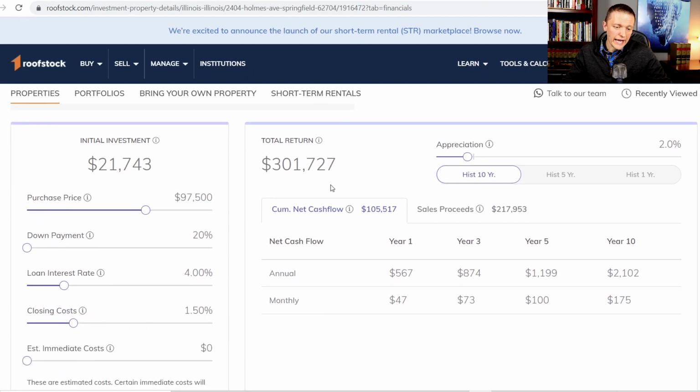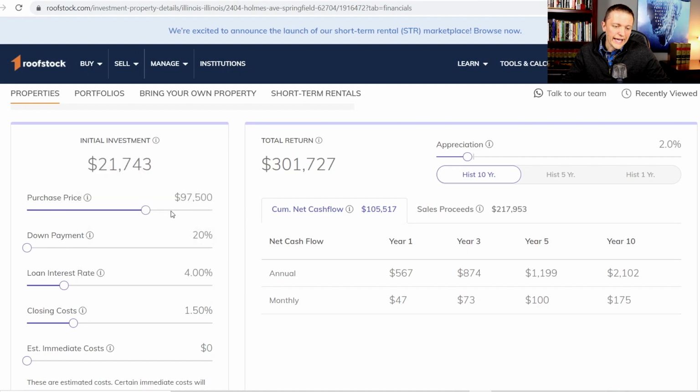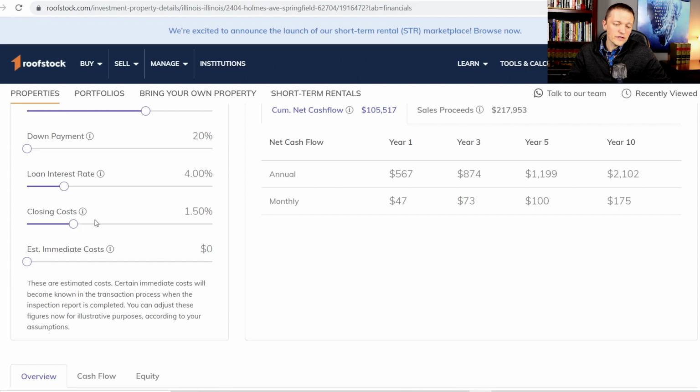All right, so let's keep scrolling down. So we have our total initial investment, right? This is the closing costs together with the down payment plus loan fees. And we have the purchase price right now, $97,500. The down payment is at 20%. The loan interest rate is estimated at 4%. You might want to change it depending on when you're watching this and where the loan rates are. I think 4% is probably achievable right now at the time I'm making this video, so I'm just going to leave that alone. Closing costs, I don't know the specific closing costs that will be involved, and this is something that you may want to adjust later, but it's not going to make a huge difference for our purposes, so I'm just going to leave that alone as well.